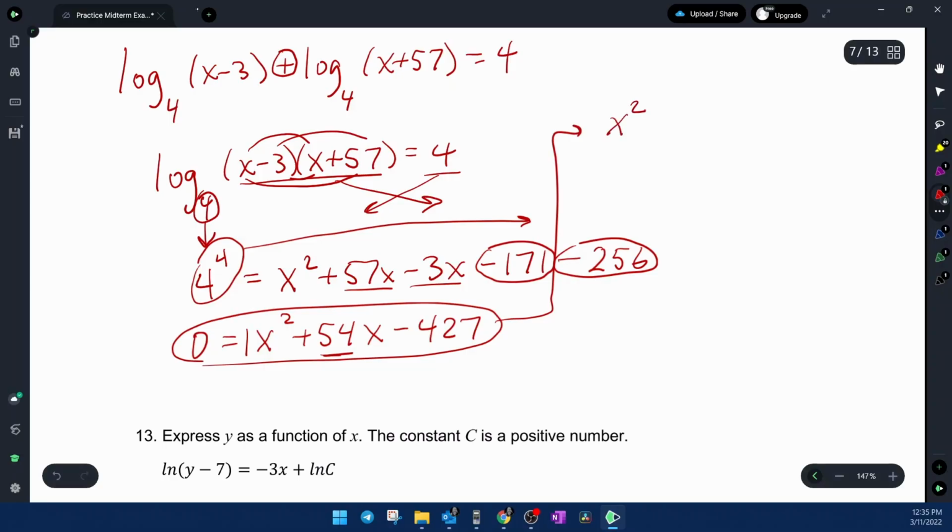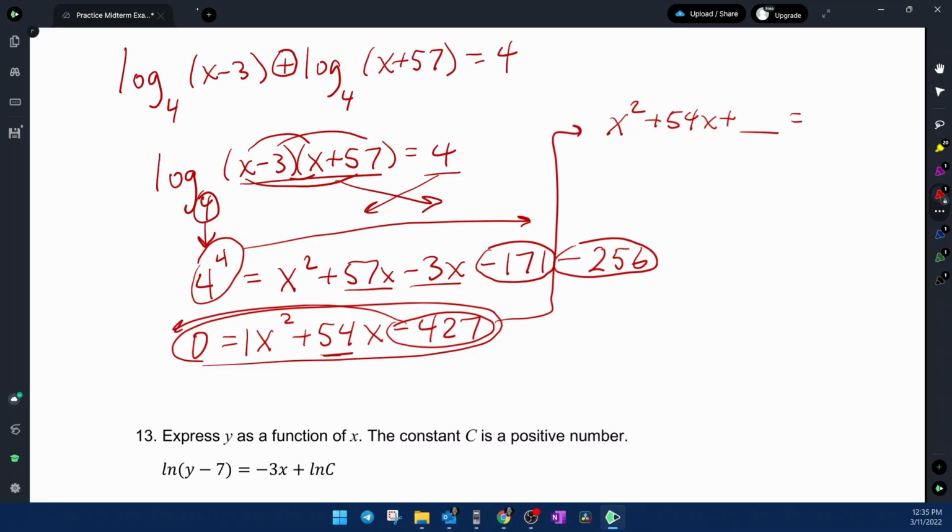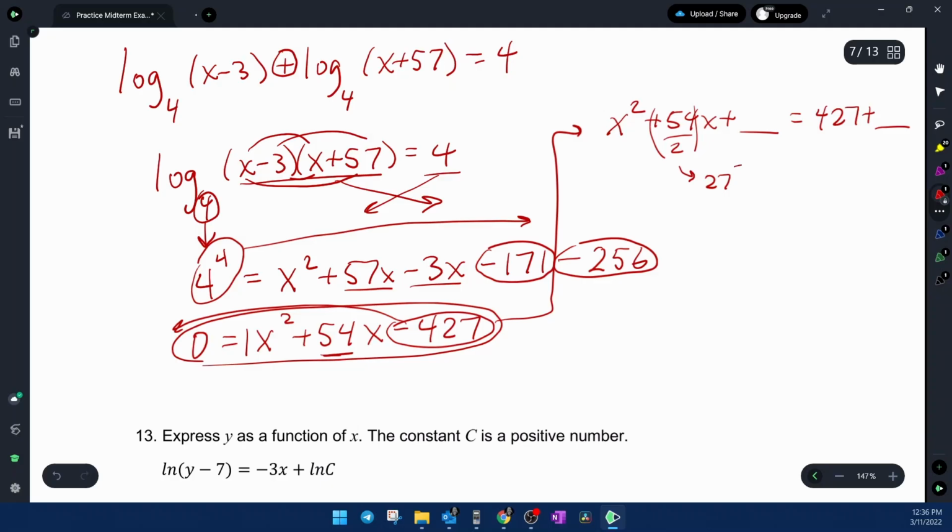All right, so if I recopy this problem up here where I've got a little bit more room, that's going to give me x squared plus 54x equals, and then I'm going to move the constant over. Remember, that is the first step when you complete the square, which will make that a positive 427. And then I need to complete the square. Half of 54 is 27, and then 27 squared is 729, that I need to add to both sides.